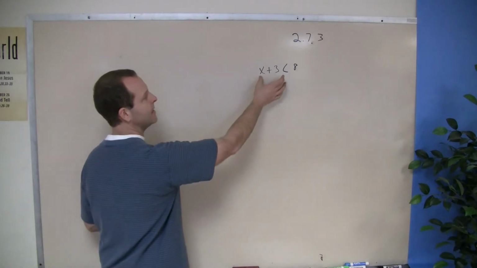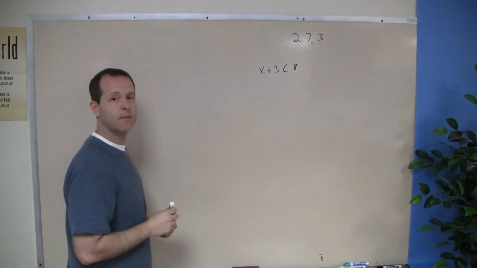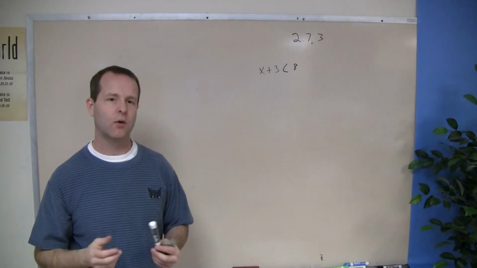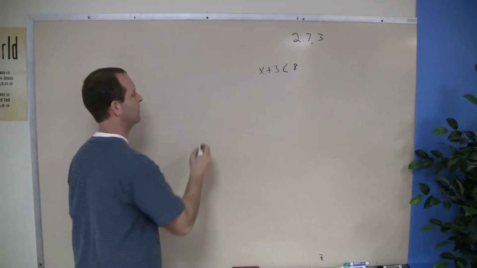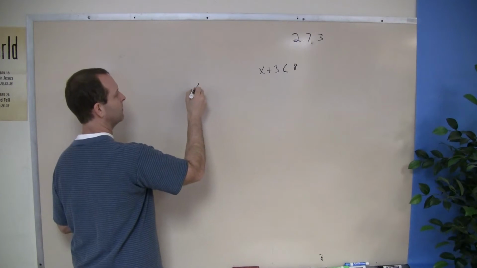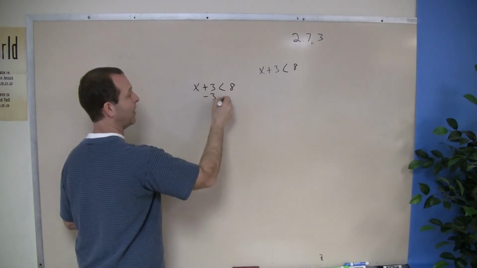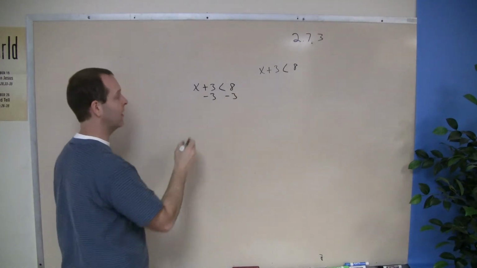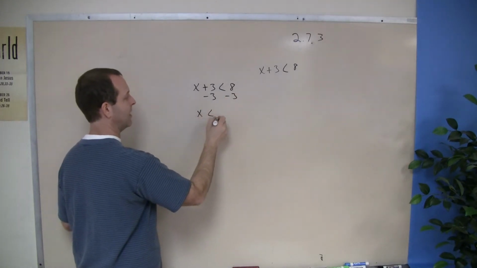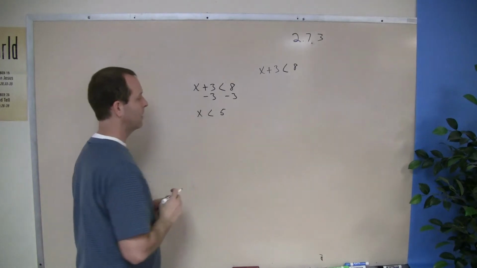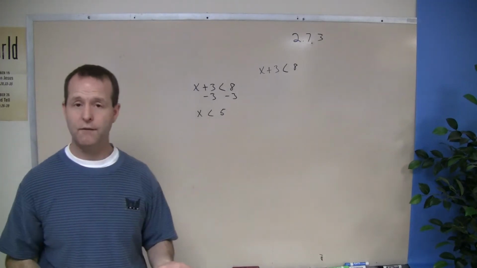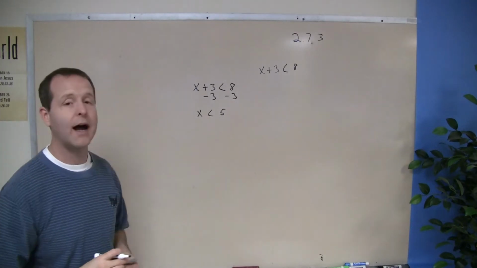So the goal again is to combine all the like terms, then isolate the variable with the constants on the other side. So if I have x plus 3 is less than 8, I can subtract 3 from both sides. That's valid. I'm left with x is less than 5. So my solution is all values that are less than 5.